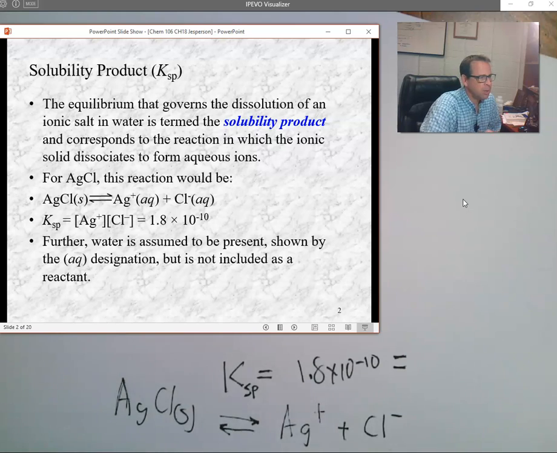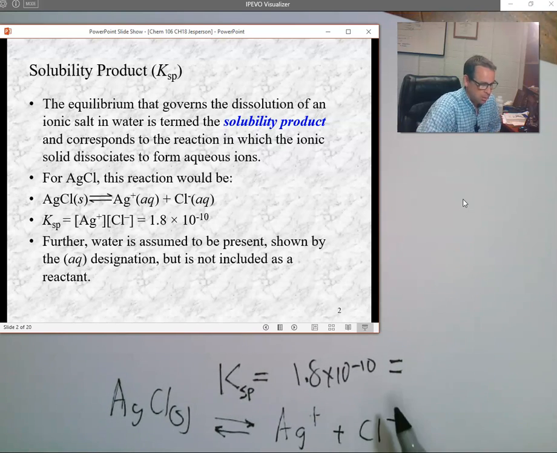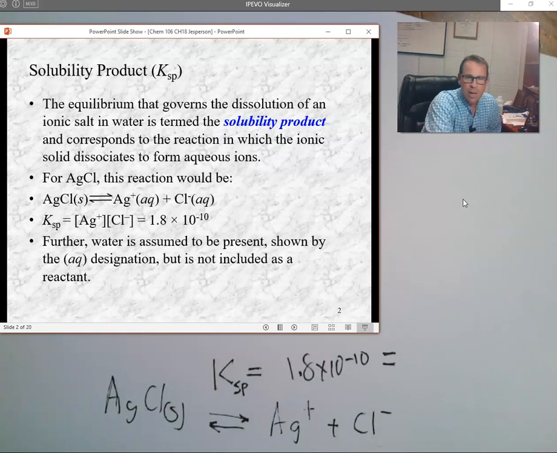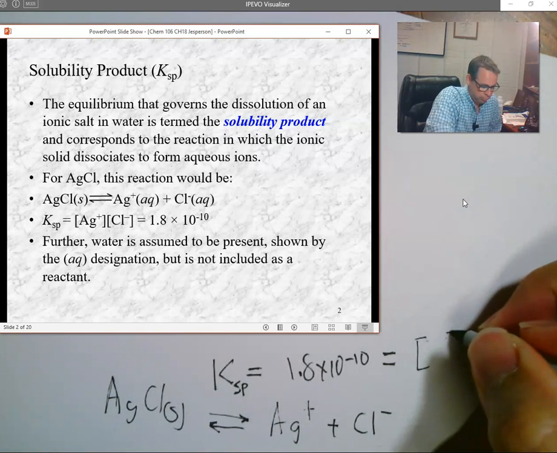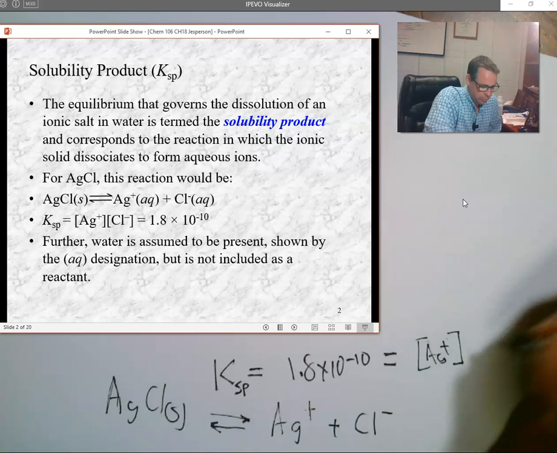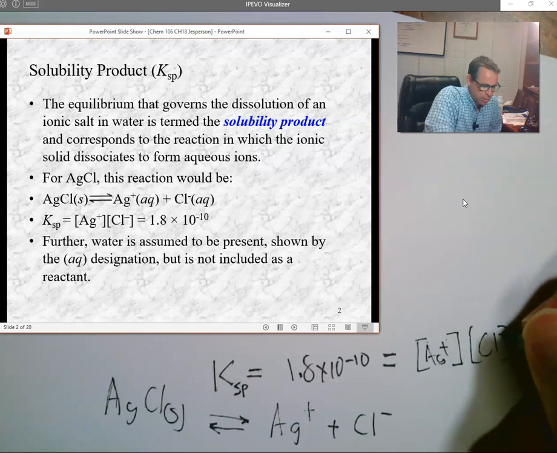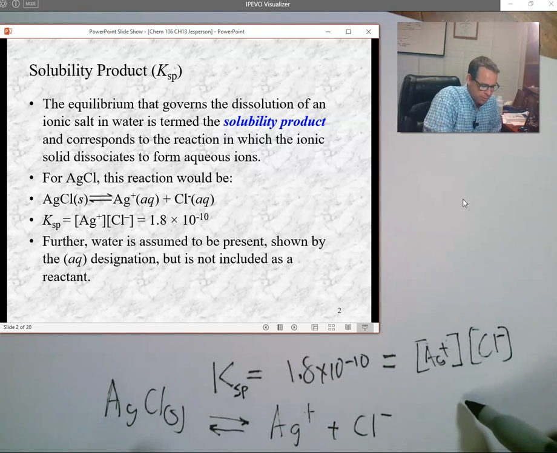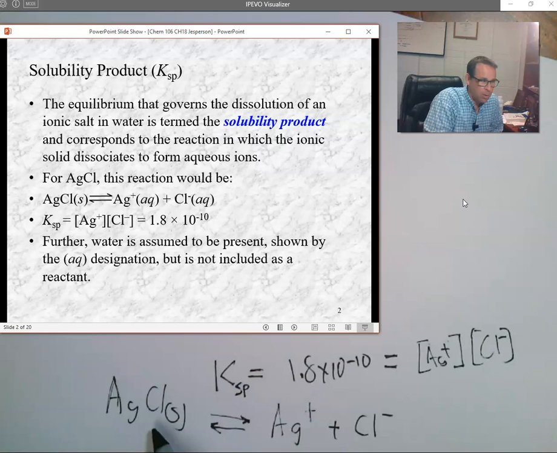Who's going to help me here? Brielle, you think you can help me out? If this is K for this reaction, what is the reaction quotient? Is it the concentration of silver and chloride? That's right. The concentration of silver ion times the concentration of chloride ion. We don't put that over this material here. Why not, Brielle? Because it's solid.